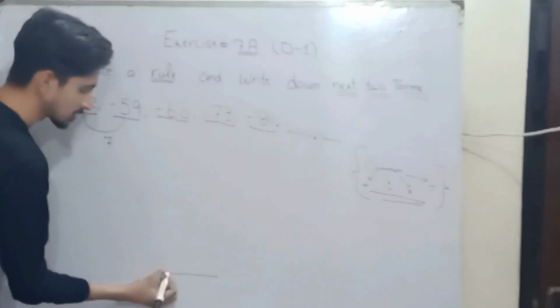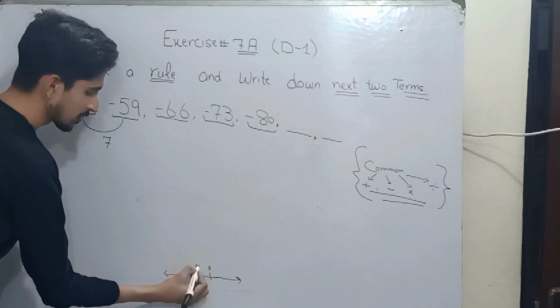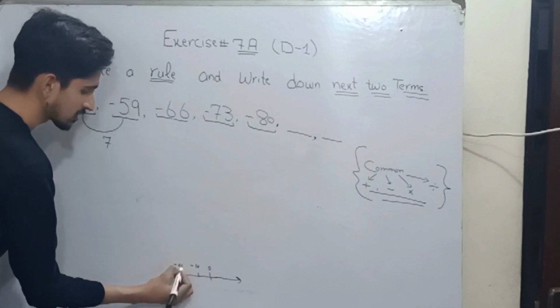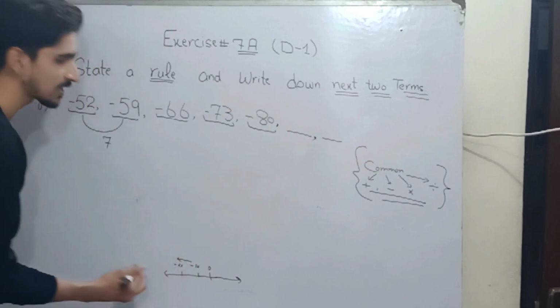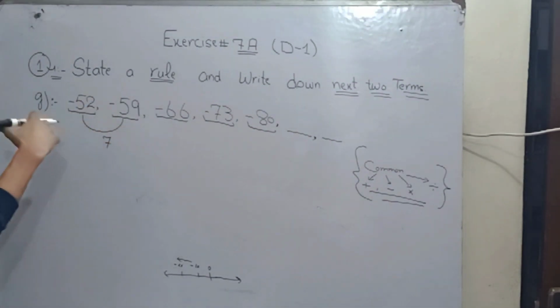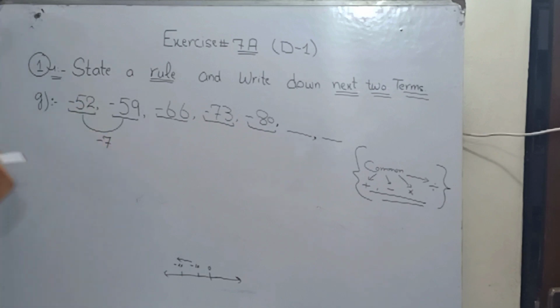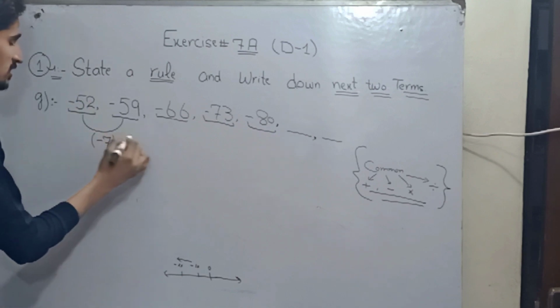Like if we check the number line, here is 0, here is minus 10, as well as minus 20. So it means that it is decreasing. For this one, we just need to check whether it increases or decreases. In this case, it decreases. So we write minus 7. Minus 7 will be the decrease.